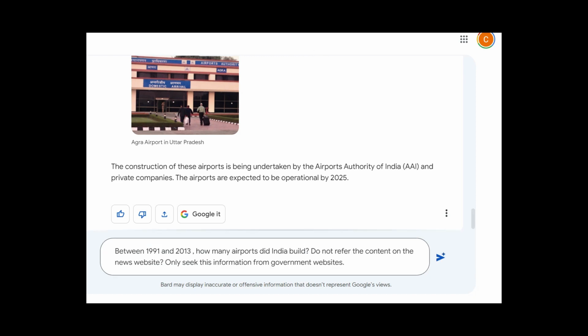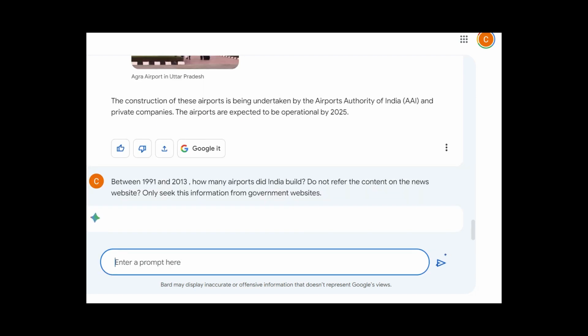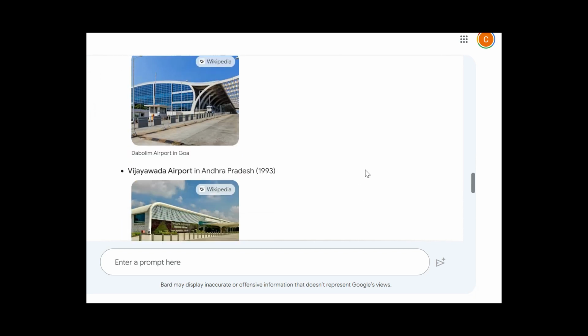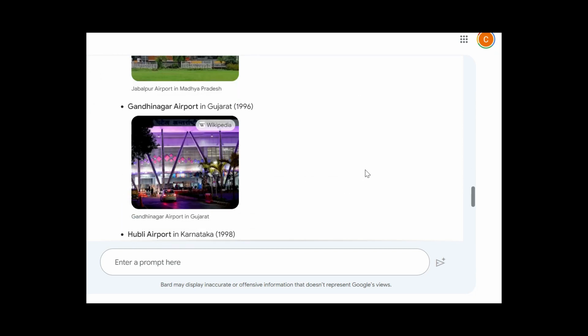So I'm just checking historically, between 1991 and 2013, how many airports did we build. So in this 24-year period we built 17 airports. Okay, so first of all, in 9 years, if we have already done work on 19 airports and 15 more to go in the next 2 years, that means 34 airports in 11 or 12 years is a lot more than what the previous regime was doing. Are we able to prove that? Yes, we are able to prove that based on the data.